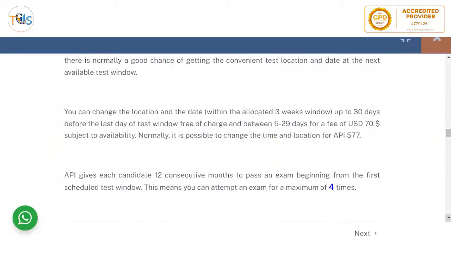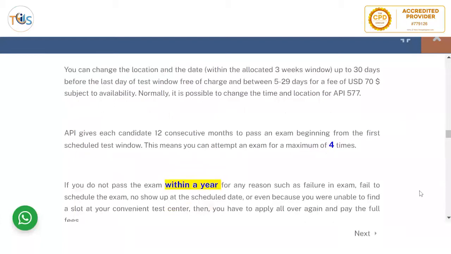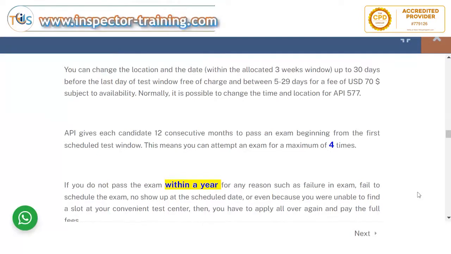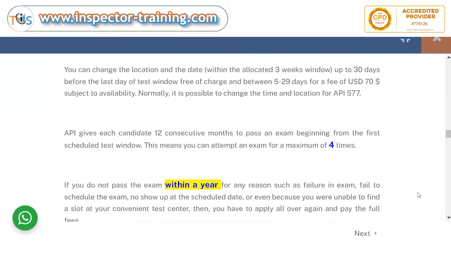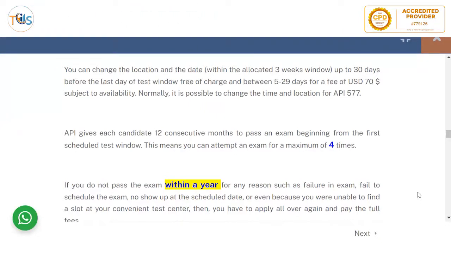You can change the location and date within the allocated 3-week window up to 30 days before the last day of the test window, free of charge, and between 5 to 29 days for a fee of $70, subject to availability. Normally it's possible to change the time and location for API 577. So book it. If you're in doubt, still book a slot, and then up to a month before, if you want to change the timing or the test center, you can still try, and subject to availability, you can do it free of charge.